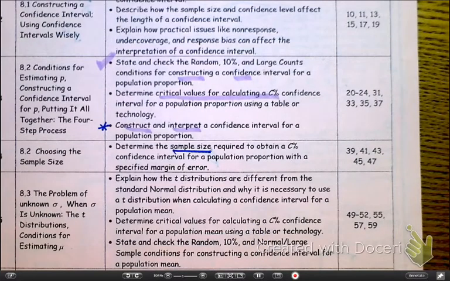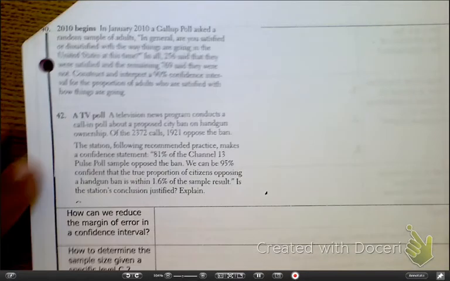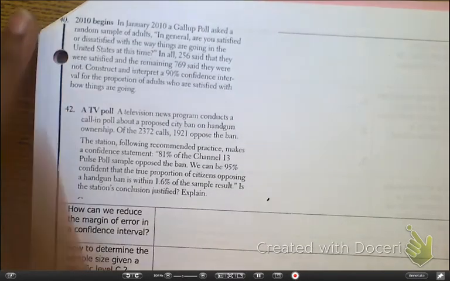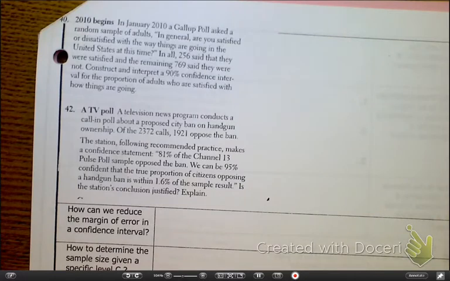So, go to page 6 of your notes and read over it. So pause right now.